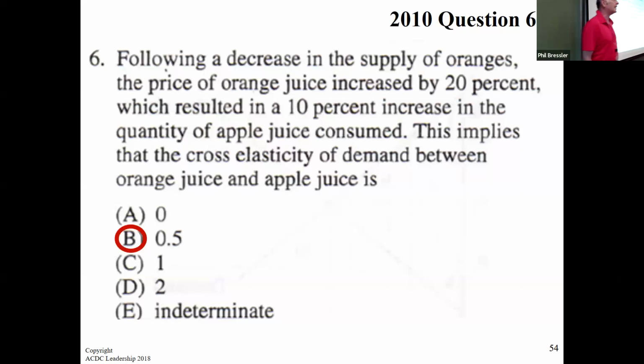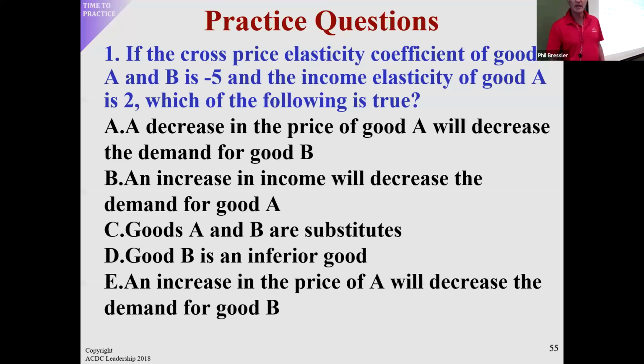Any questions on that? Good job. It's cross price elasticity. All right. If the cross price elasticity coefficient of goods A and B is negative 5 and the income elasticity of good A is 2, which of the following is true?